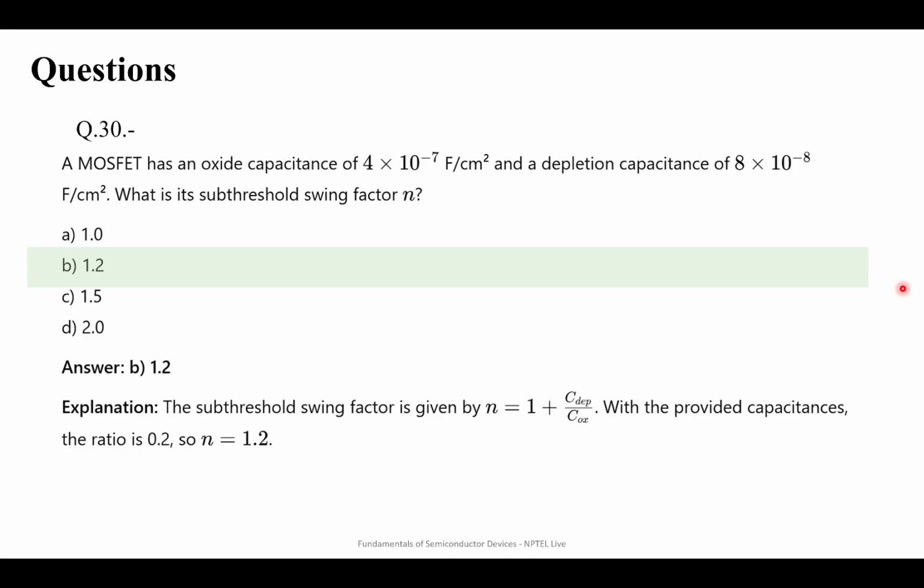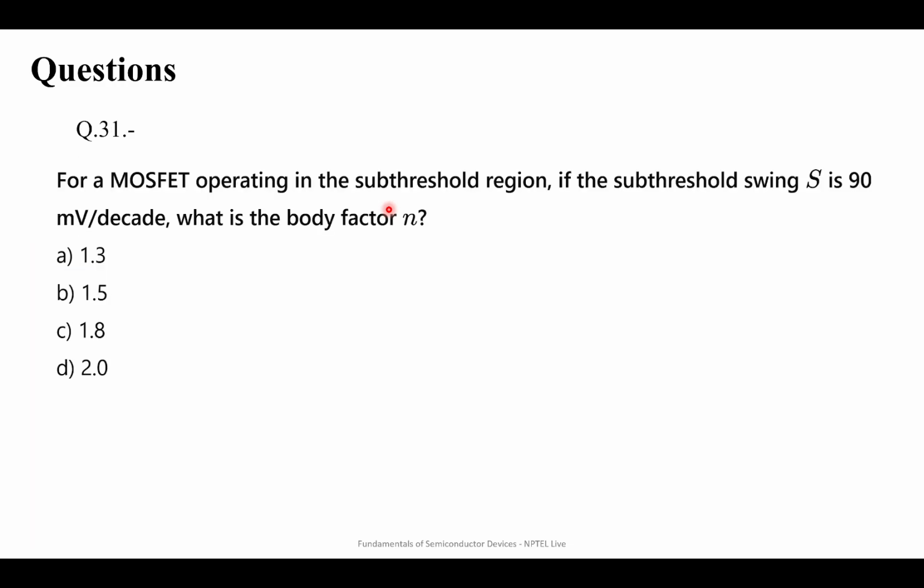So the answer would be 1.2. This is 0.8 into 10 to the minus 7 divided by 4 into 10 to the minus 7. 0.8 by 4 is 0.2 and 1 plus 0.2 is 1.2. So subthreshold swing factor N is 1.2, and for the ideal case N is 1. So you will understand this in the next question.